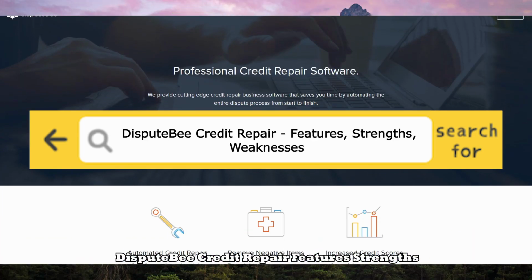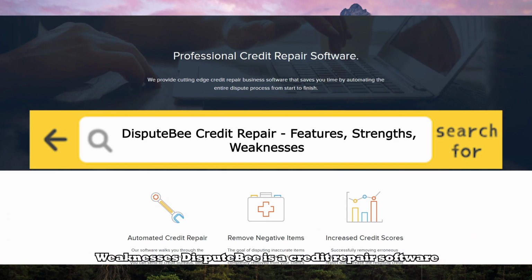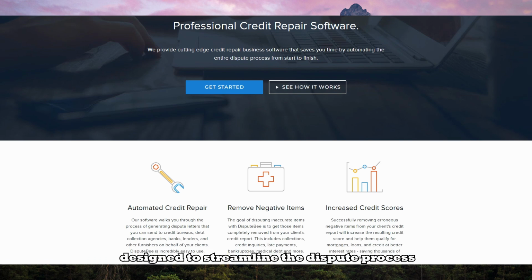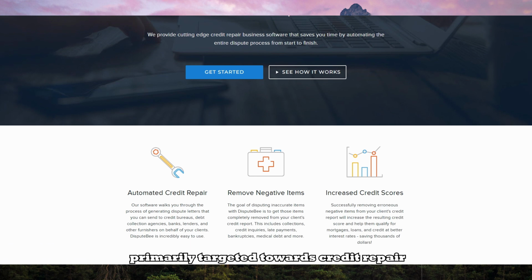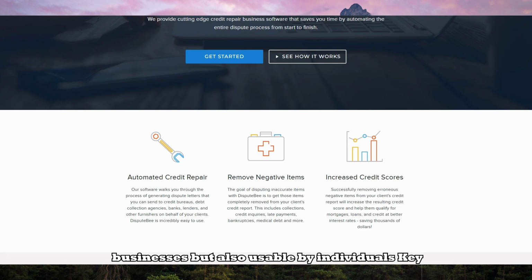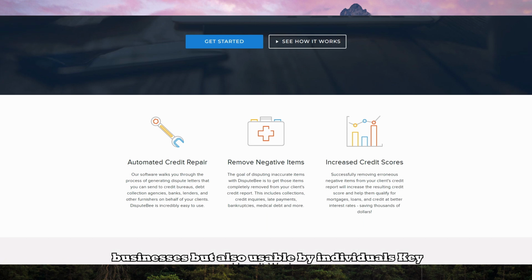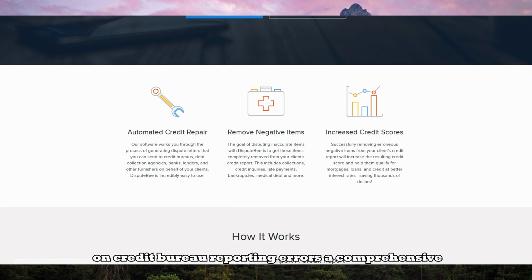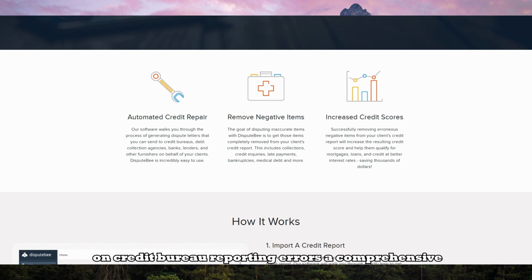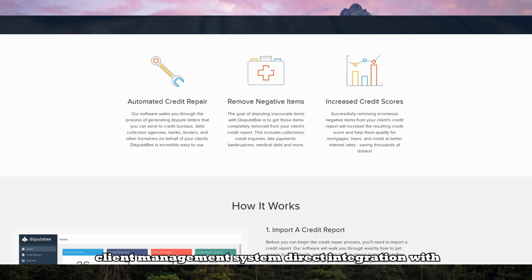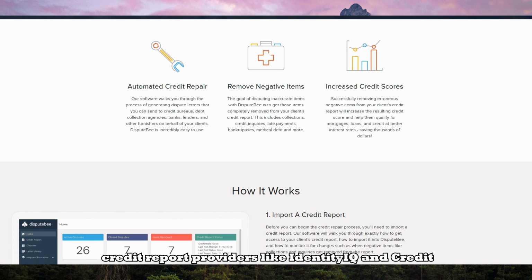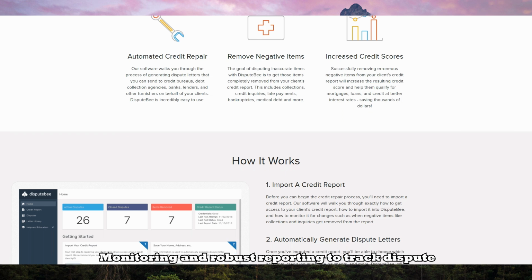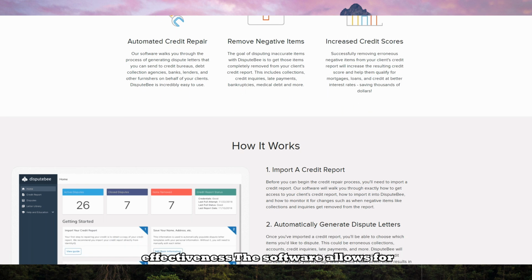DisputeBee credit repair features, strengths, weaknesses. DisputeBee is a credit repair software designed to streamline the dispute process, primarily targeted towards credit repair businesses, but also usable by individuals. Key features include automated letter generation based on credit bureau reporting errors, a comprehensive client management system, direct integration with credit report providers like Identity IQ and credit monitoring, and robust reporting to track dispute effectiveness.